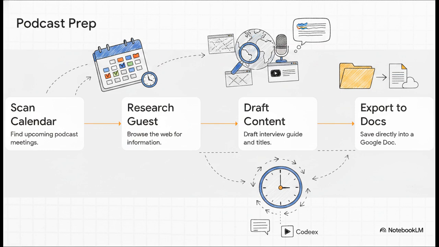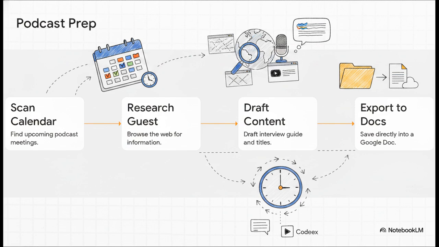Check this out. First, the AI scans your calendar for upcoming podcast meetings. Second, it goes out and browses the web to research the guest. Third, it drafts a comprehensive interview guide and even pitches some YouTube titles based on what it found. And fourth, it exports the whole shebang directly into a Google Doc for you.